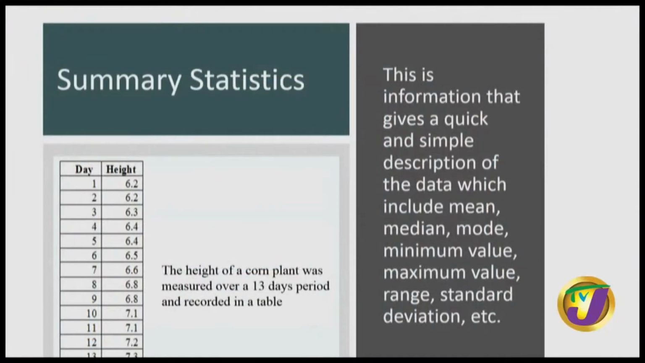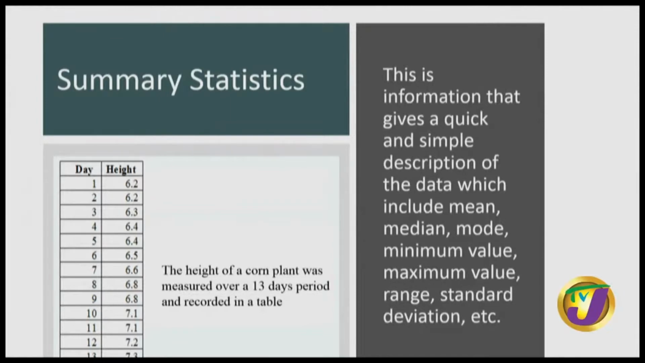So what we are seeing in the table here depicts the height of corn plants that were measured over a 13-day period, and it is recorded in the table as we are seeing it here. Now, what can you ascertain from this table? Okay, so I know that on day 1, the height of the corn plant was 6.2 centimeters. But by day 13, it grew somewhat. It grew to 7.3 centimeters.